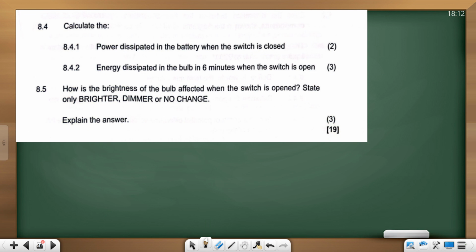Okay. Calculate the power dissipated in the battery. Look, my dear learners, always just listen to what they're asking you. Power. Examiner wants what? Power. Where? In the battery. When the switch is closed. How do you get power? Everybody, your formula page, quickly.